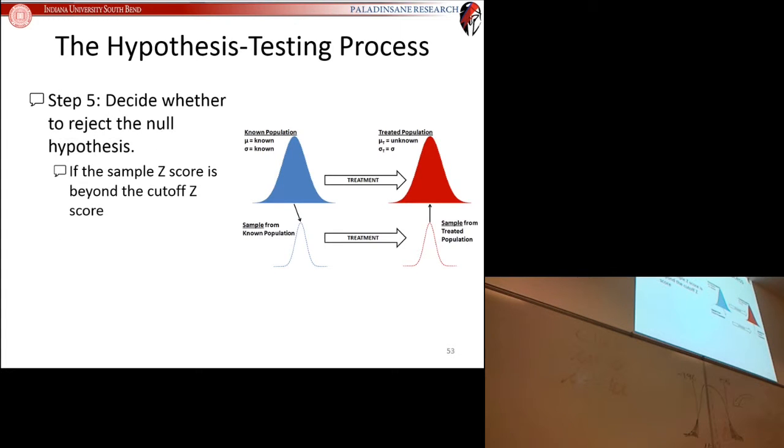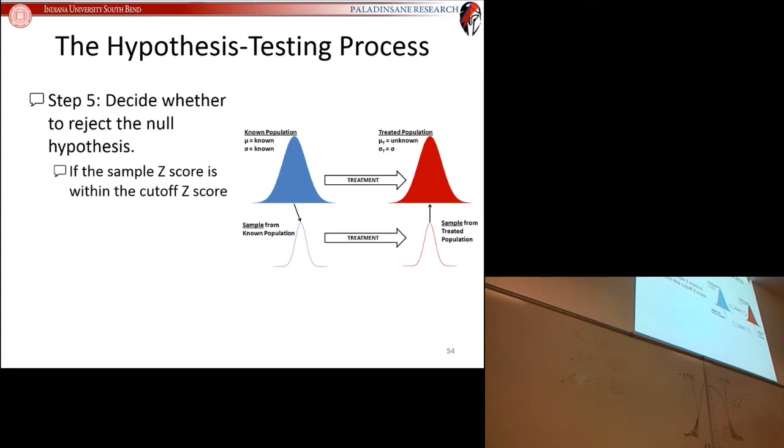So, step 5, decide whether to accept or reject the null hypothesis. If the sample z-score is beyond the cutoff z-score, it's not, right? Our sample z-score did not make it beyond that line. It didn't cross that line. If it did, we would accept the research hypothesis. We would say, great, our treatment works, and we would reject the null hypothesis.